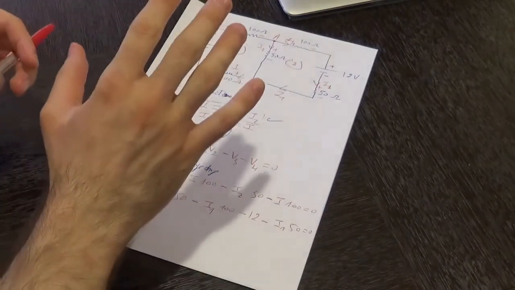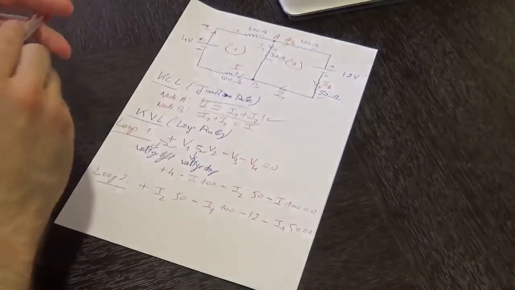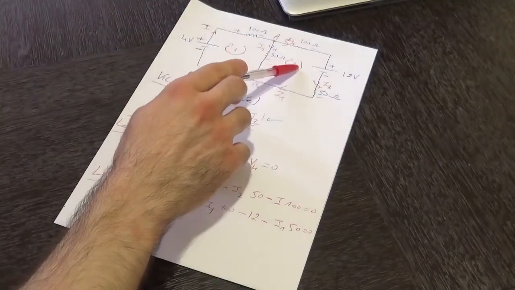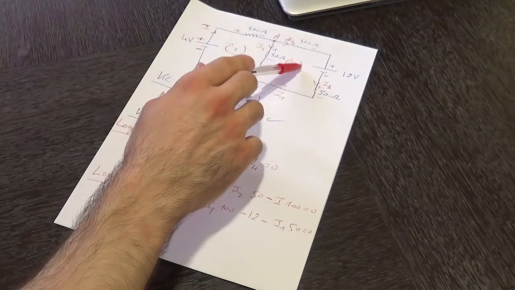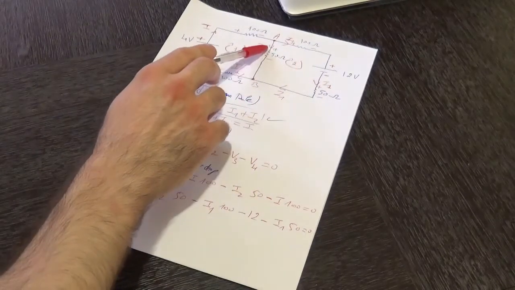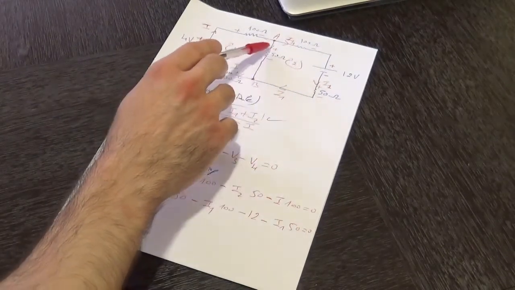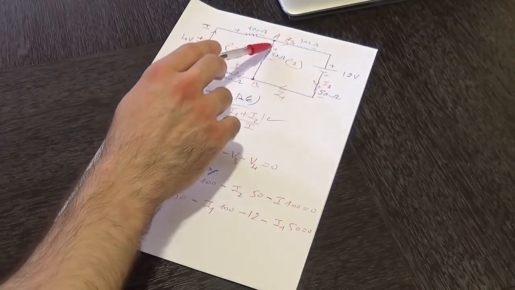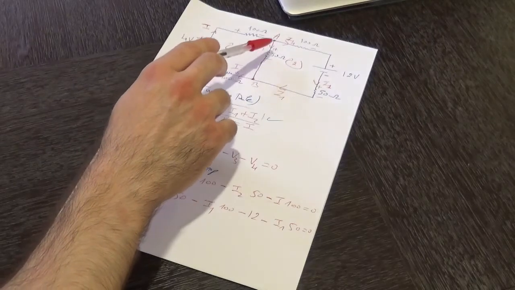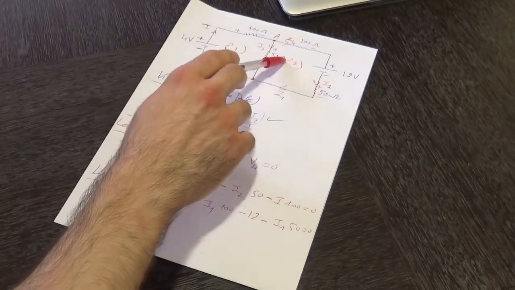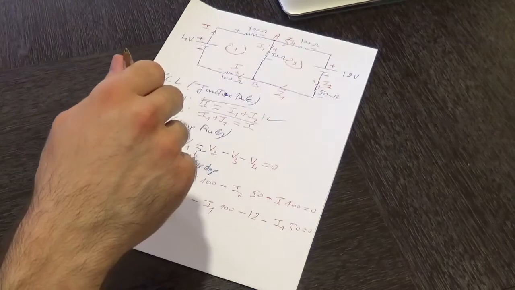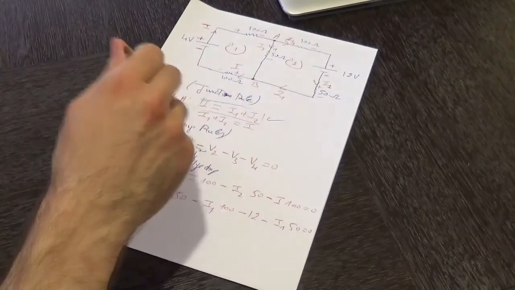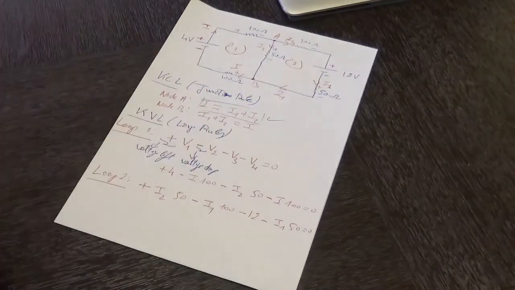Here you have to keep one thing in mind: you shouldn't confuse the loop direction that you have chosen within each loop with the direction of the current. In that case, we are not following the direction of the current. The direction of the current we used in order to assign polarities for each resistor, whereas we are following the loop direction in order to establish these equations for Kirchhoff's voltage law. So you have to keep that in mind.